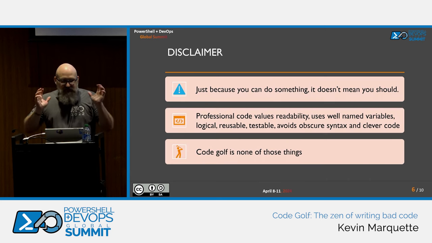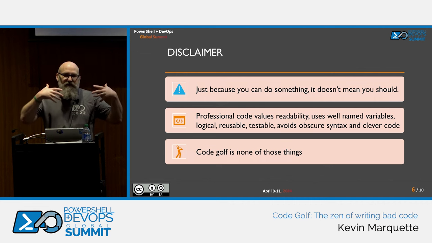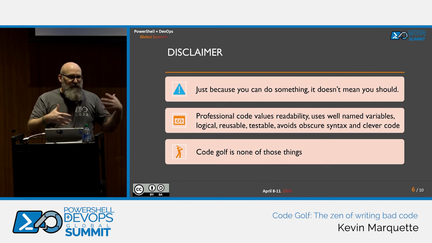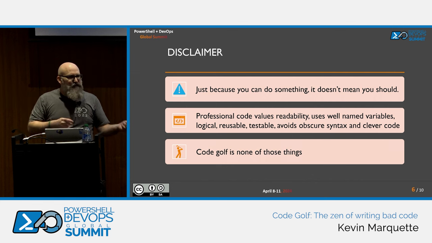And then a disclaimer: just because you can do something, it doesn't mean that you should. We write good professional code. It tends to be verbose and easy to read, because you spend so much time reading code versus writing it. You want it to be easy to read, with good variable names, reusable, testable, all that. And code golf is none of that.